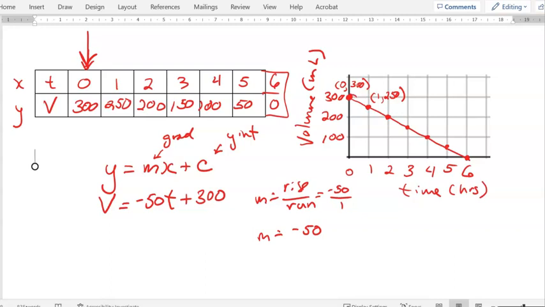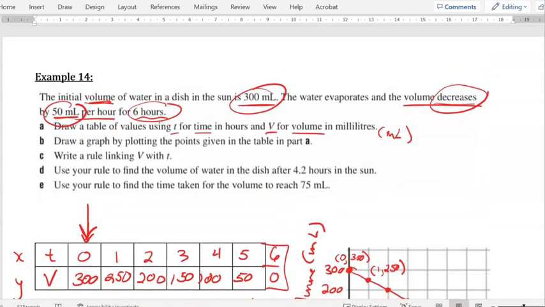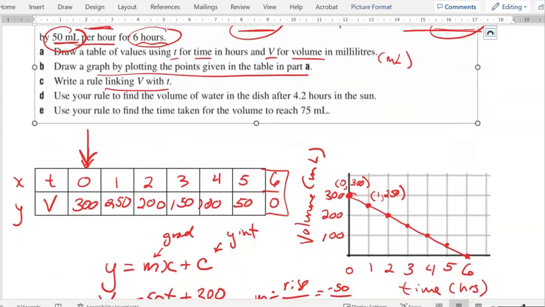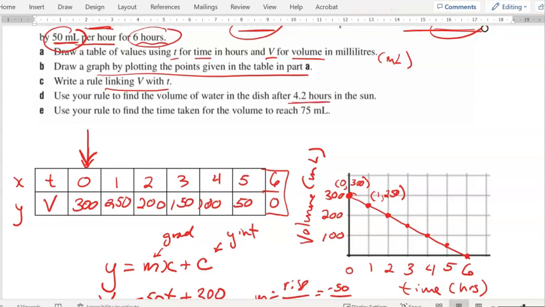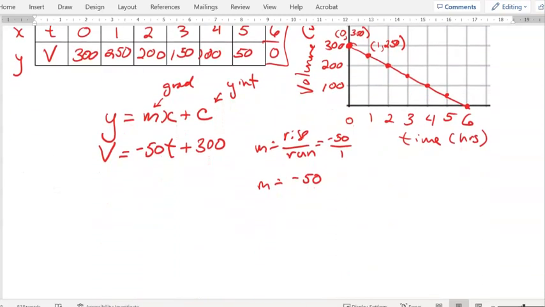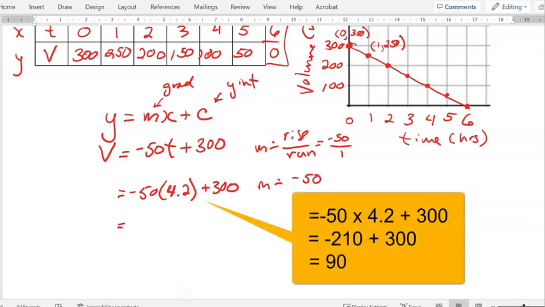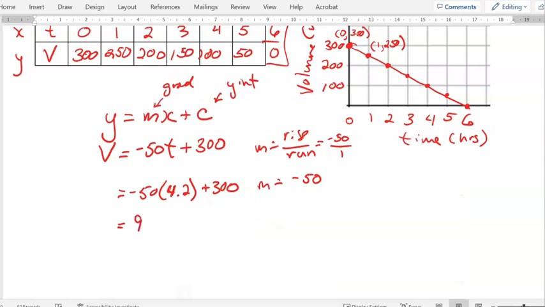Now we've drawn our table, we've graphed our points, we've written our rule. Now let's test it out. Use your rule to find the volume of water in the dish after 4.2 hours in the sun. Hours is equal to time. So we're going to plug in here. We've got our rule, negative 50 times 4.2 hours. We work out all the maths: negative 50 times 4.2 plus 300 gives us 90. So the volume will be 90.